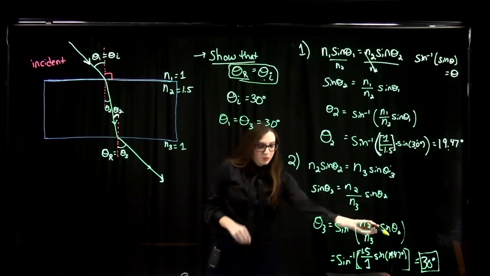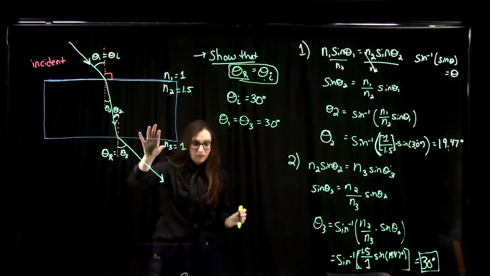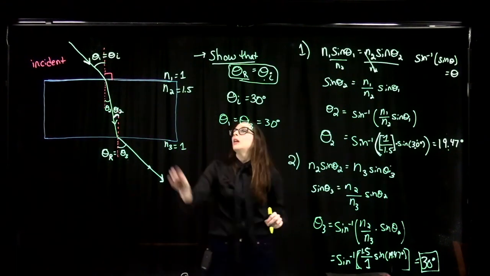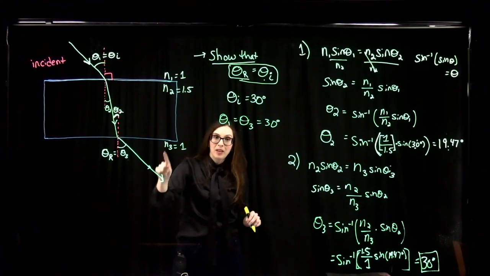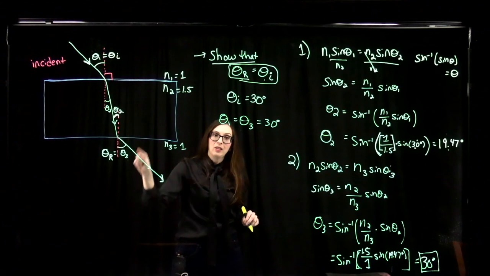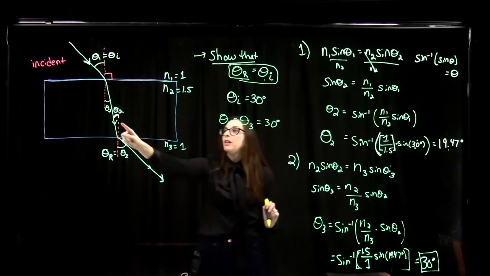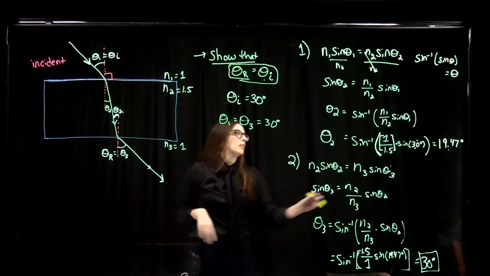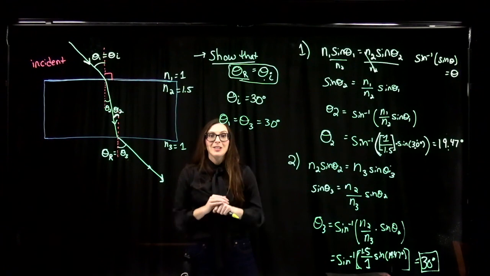Now, were we true to Snell's law over here? Let's double check. For this interface, n2 was greater than n1. If n2 is greater than n1, that means our refracted angle has to be greater than our incident angle. And our refracted angle of 30 degrees was bigger than our incident angle at this interface of 19.47 degrees. So we stayed true to Snell's law.